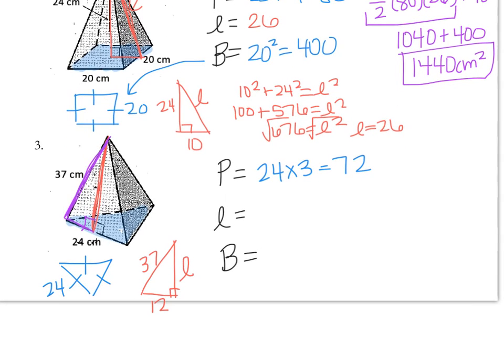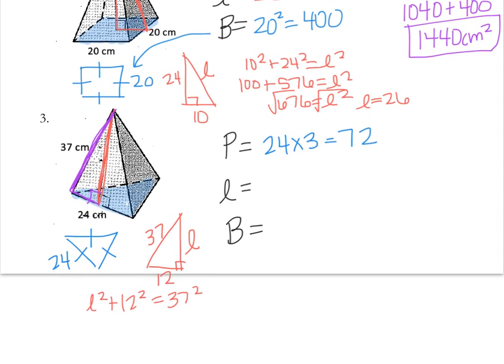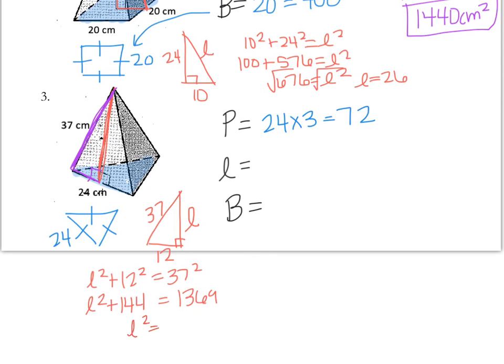So now we're going to do L squared plus 12 squared equals 37 squared. So that's L squared plus 144 equals 1369. And then we're going to subtract the 144. You get 1225, and then you have to take the square root of that. And you should get 35 is the slant height. Again, a nice whole number. There may be 1 or 2 on the homework where it turns out to be a decimal, but it's fine. Just round to the nearest tenth.